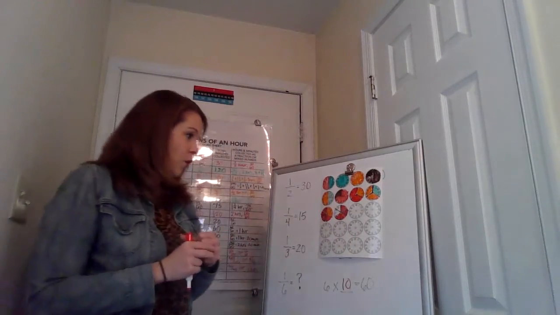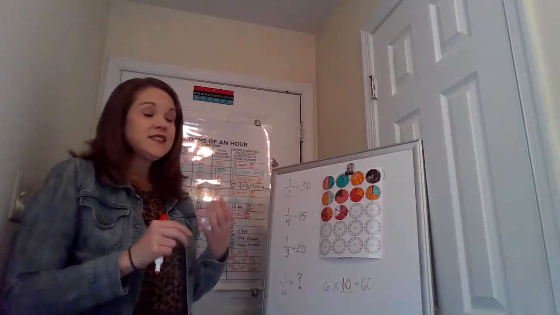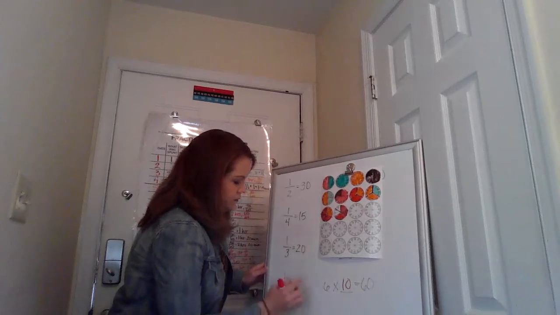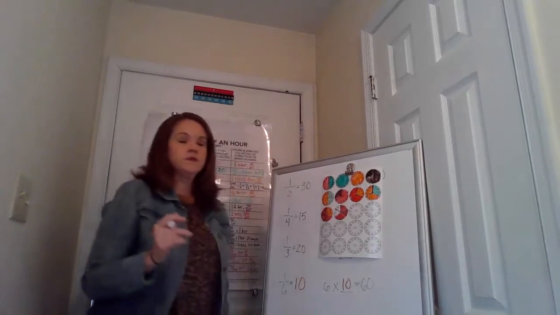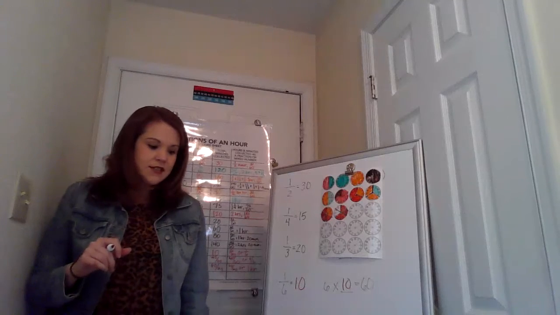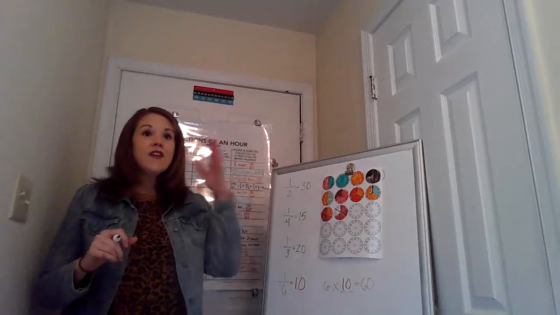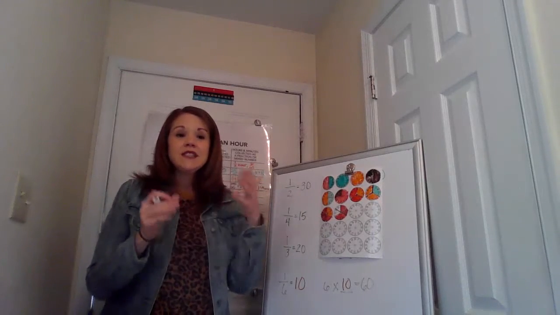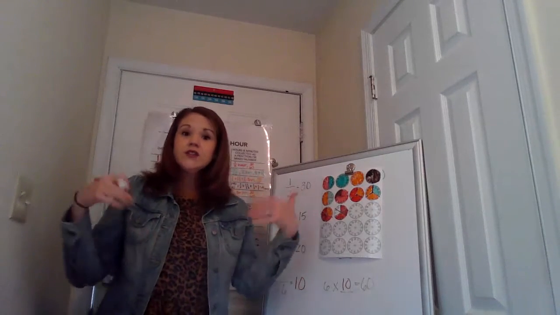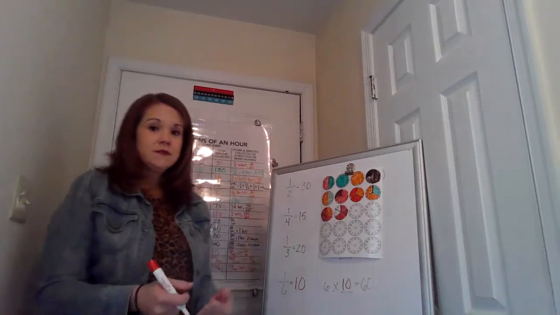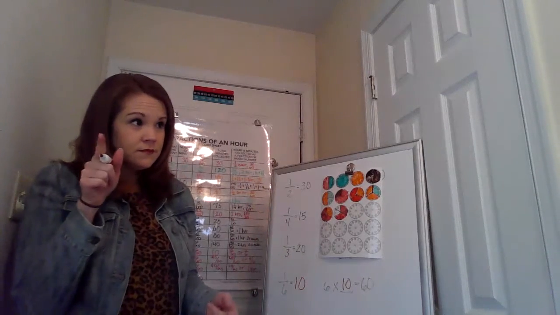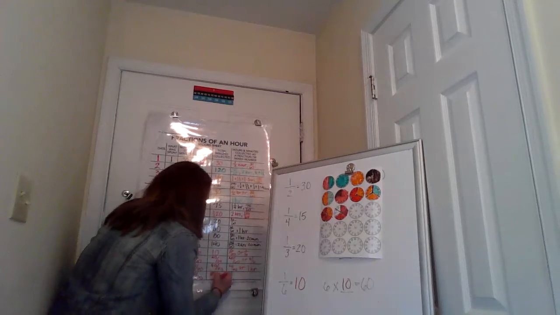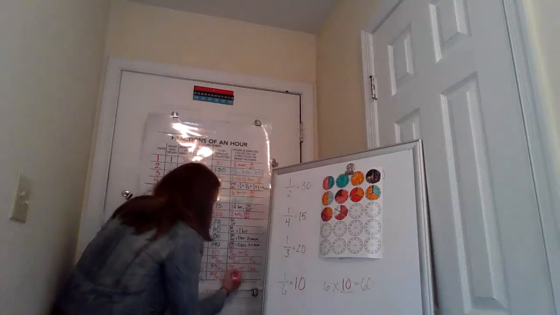So I know that in 1/6 of an hour, we found out that there are 10 minutes, right? In 1/6 of the hour, there are 10 minutes. So if I have to do 8 of that, that means that I have to take 10 minutes times 8. So 10 times 8 is 80. Good job. So we have 80/60ths that we have filled in today.